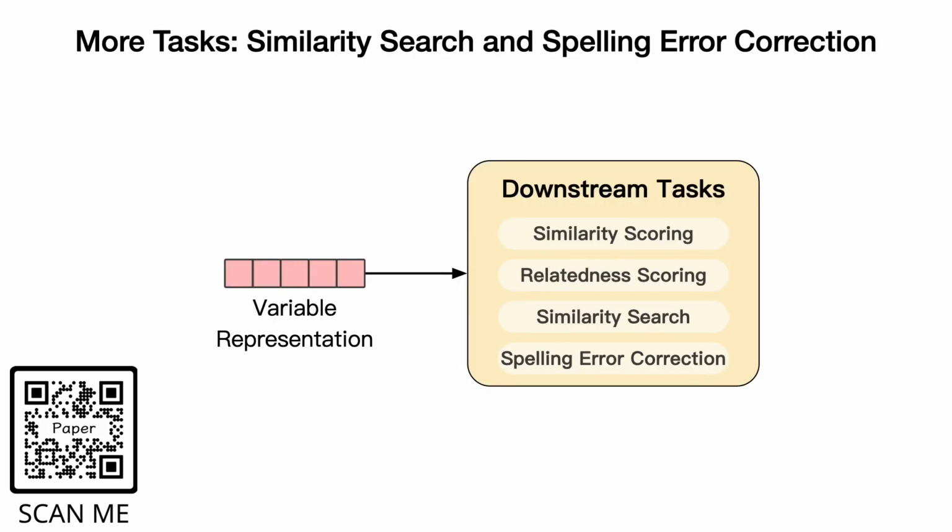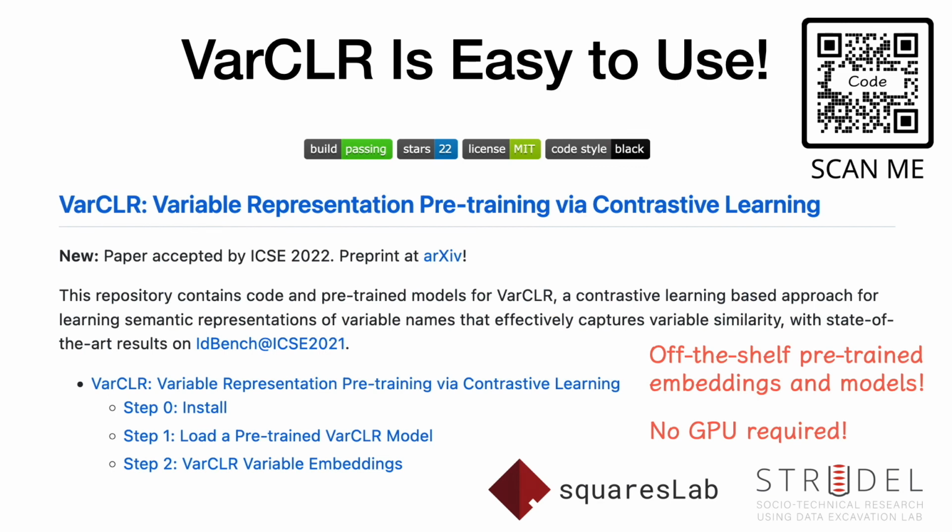In VarCLR, we also evaluate the learned representation on two other tasks: similarity search and spelling error correction. For the experimental results and the discussion, please refer to our paper. Finally, we want to present that VarCLR is very easy to use on GitHub. You can scan this QR code on the right to visit our GitHub repository and find a detailed README to guide you on how to use our off-the-shelf pre-trained VarCLR models.